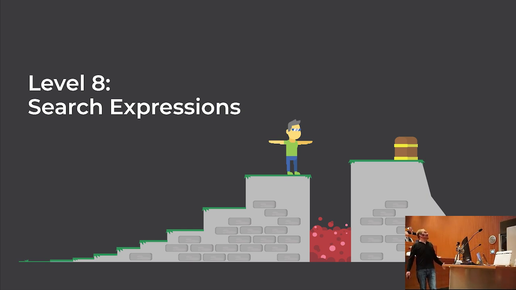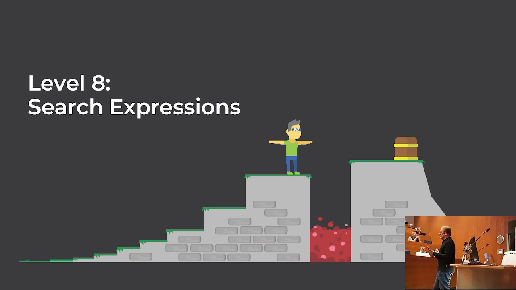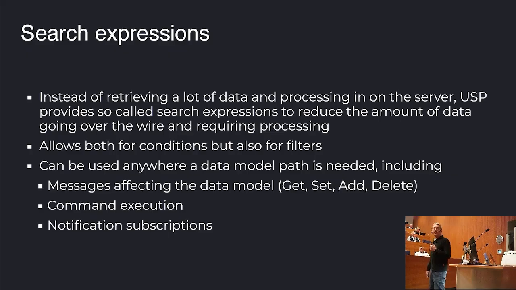So that brings us to level 8, which is the dangerous part. So what I just talked about are more or less the basic use cases, but there are some goodies implemented in USP which allow you to do more with less, or do things more efficiently. Those things, for instance, are called search expressions. And what search expressions allow you to do is, instead of saying, give me all the data, you can say, give me the data based on some conditions.